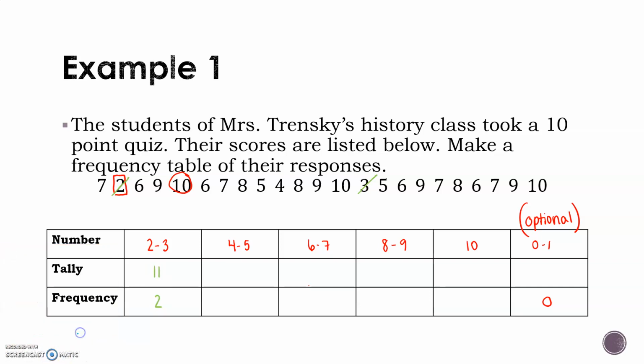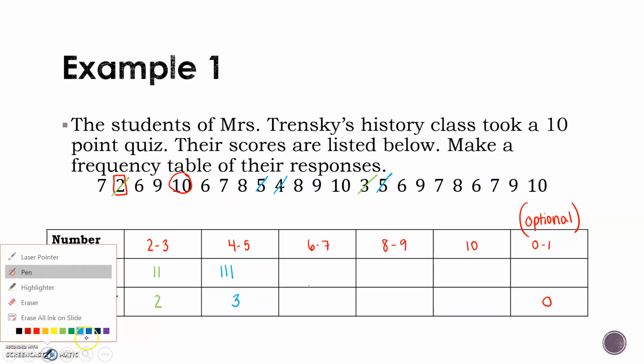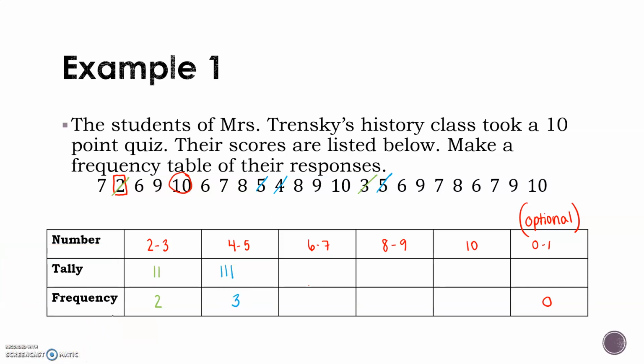Next, I've got 4 and 5. I have 1 there, there, there. Yep, that looks like it. So 1, 2, 3. So then I've got 6 and 7. So I'm going to go through and make my tally marks. 6 and 7, 6 and 7.